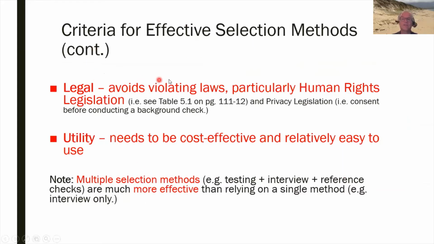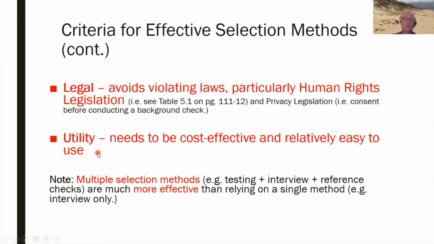Legal: avoids violating laws, particularly human rights. I'll give you a reference in your textbook, 5.1, and privacy, and we kind of covered this in detail in the last one, so I'm not going to beat that one to death. And the final one is utility. It needs to be cost-effective and relatively easy to use.